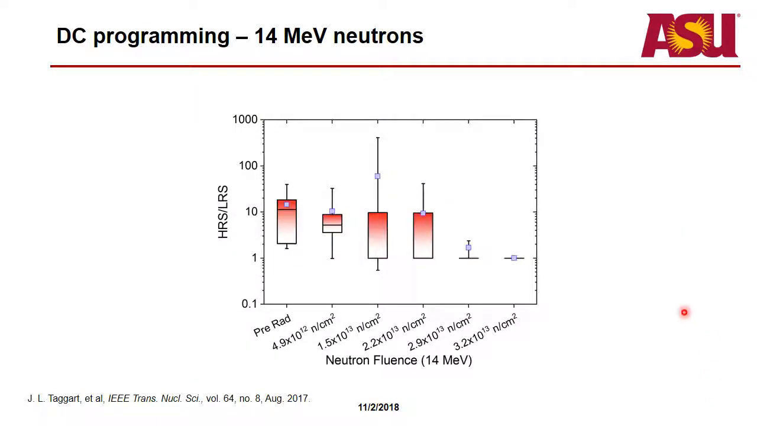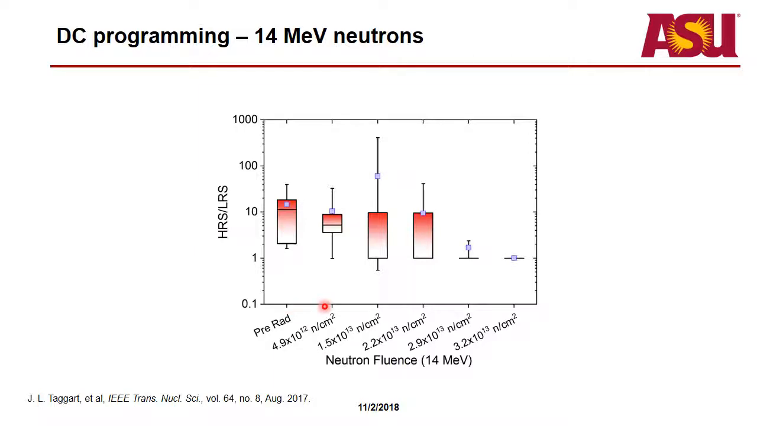And then here's a distribution of all the IV sweeps we performed at each fluence step. So essentially, here's the pre-rad distribution. This is a box plot that has 25 points worth of data. We've tested 5 devices, 5 sweeps at each step, so 25 sweeps in each of these distributions. And this is the ratio between the high resistance state and the low resistance state, so essentially the programming window of these devices.